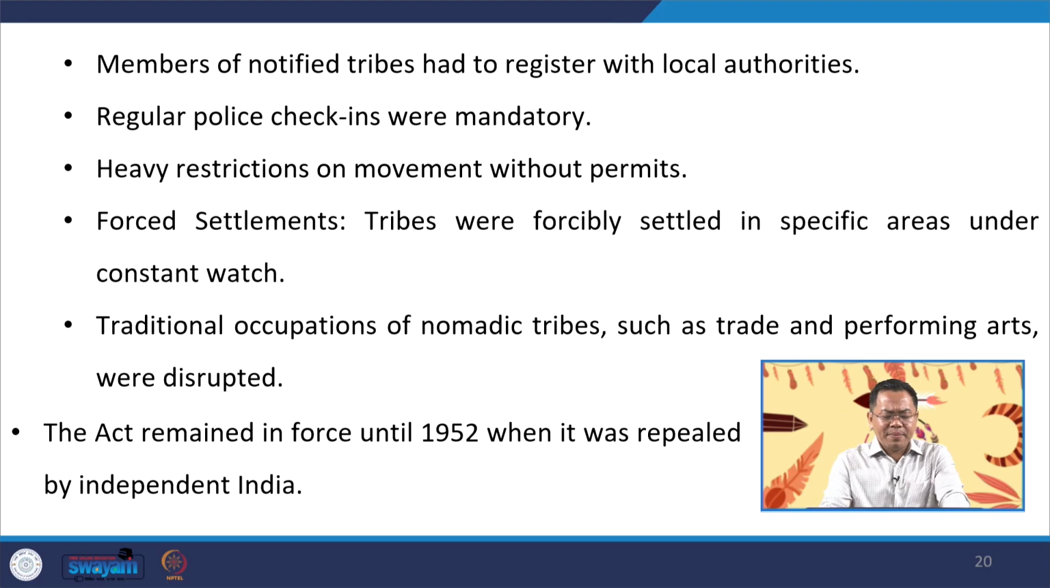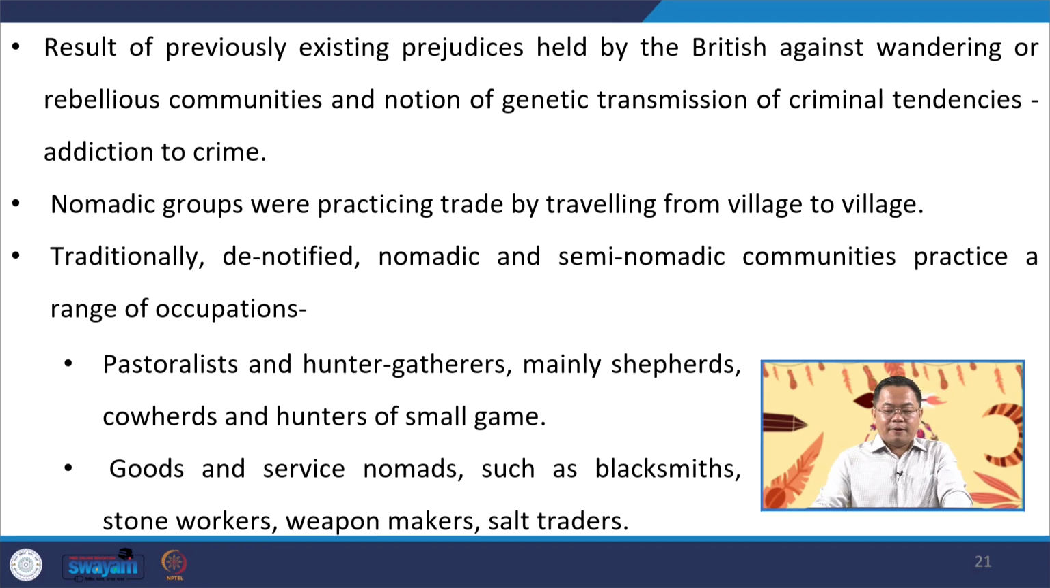Now, the Act remained in force until 1952, that is, in post-independent India. So, this law or this Act was repealed after independence. Now, to give a little bit of context why these communities are being identified as criminal tribes, the colonial state, like I said, had these stereotypical assumptions about any communities, not only the criminal tribes, but any communities that they were colonizing, that they colonized, for instance.